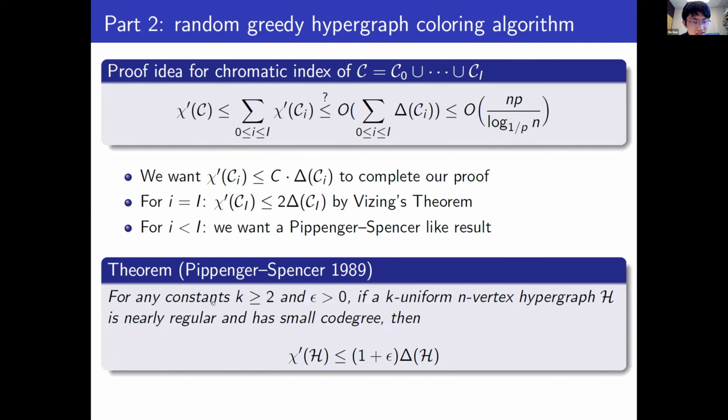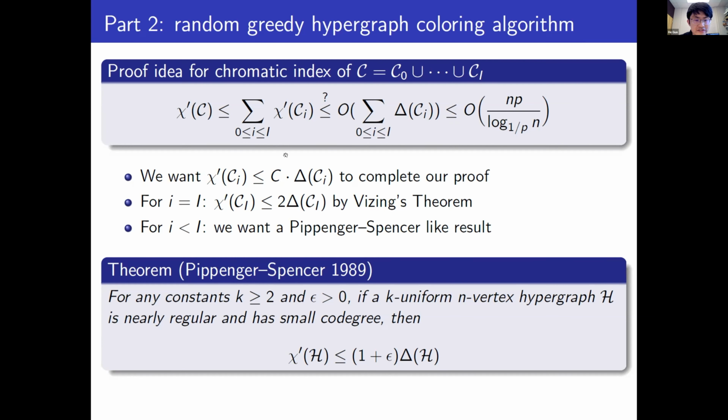Their result states that for any constant k and any small epsilon, if you have a k-uniform hypergraph H that is nearly regular, which means almost all the vertices of H are in roughly the same number of edges, and has small codegree, which means any two vertices of H are in a small number of hyperedges, then the chromatic number of H is at most (1 + o(1)) times the maximum degree of H. And recall that we have the trivial lower bound that the chromatic number is at least the maximum degree of H, because all the edges at the maximum degree vertex should receive different colors. Therefore, they prove that this chromatic number is roughly the maximum degree of H. We need this kind of result, but they offer a constant like 1 plus epsilon, and we need some constant like C.